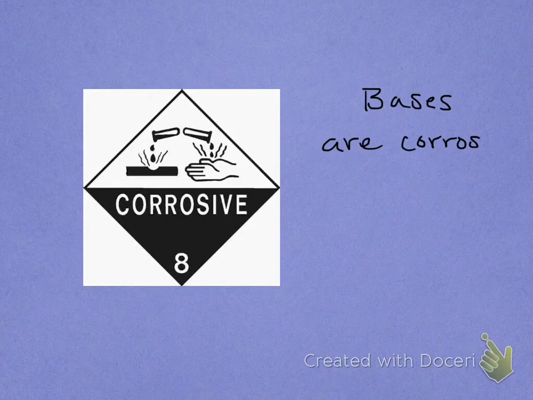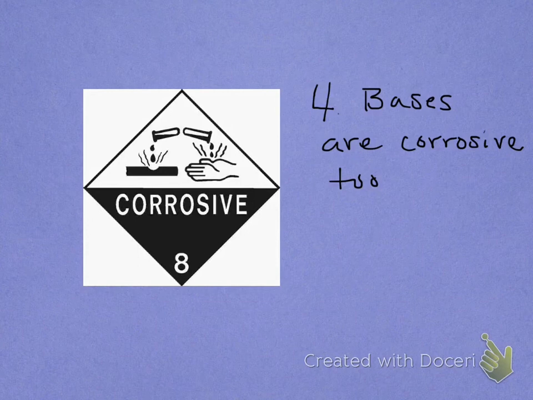4th characteristic. The 4th characteristic is that bases are corrosive too. So just like acids, you can see this little test tube and the little drops are dripping out and destroying everything they touch. If you have a strong base, it's going to be corrosive. It's going to destroy whatever it touches. And that being said, some bases can also react with metal. Some very strong bases will react with metal.